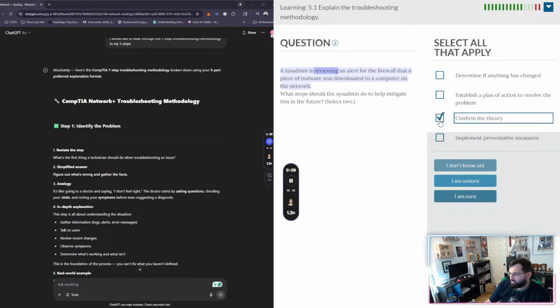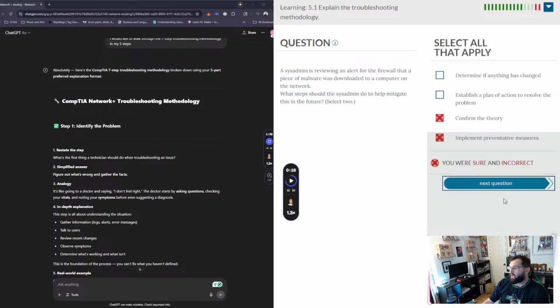A sysadmin is reviewing an alert for the firewall that a piece of malware was downloaded to a computer on the network. What steps should the sysadmin do to help? I just read this. Oh my gosh, dude. Why do I suck? Determine if anything has changed.